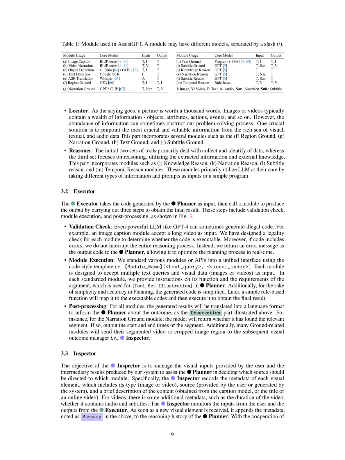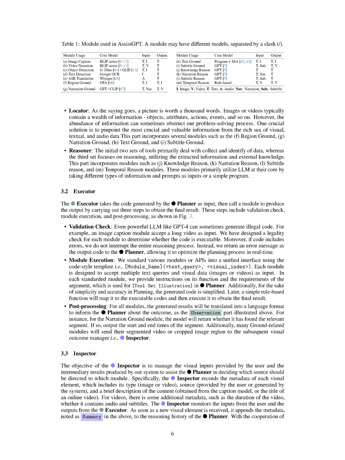The inspector keeps an eye on both the inputs from the user and the outputs from the executor. Whenever a new visual element is received, it attaches the corresponding metadata, referred to as summary above, to the planner's reasoning history. With the collaboration of the planner, executor, and inspector, our system is capable of generating answers to complex queries with complex visual inputs.